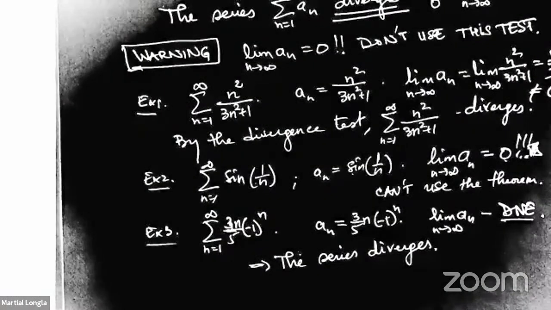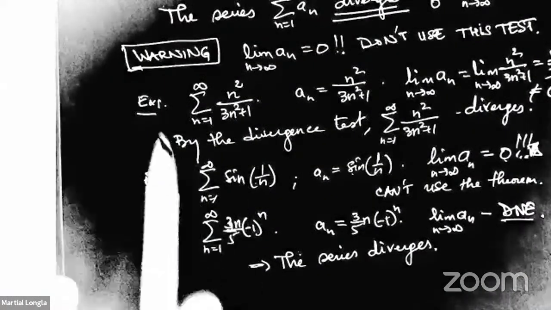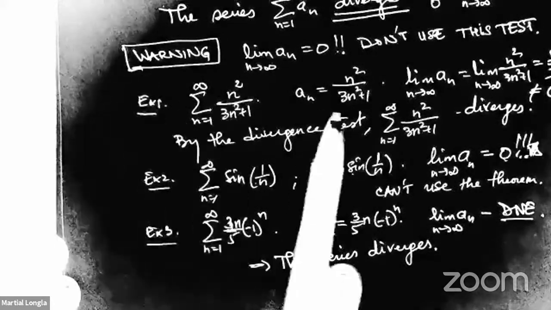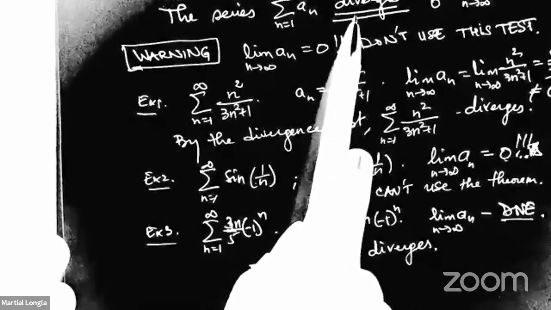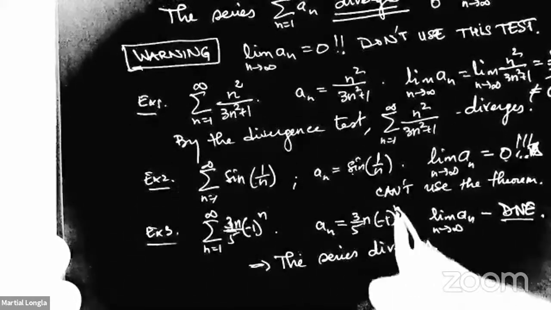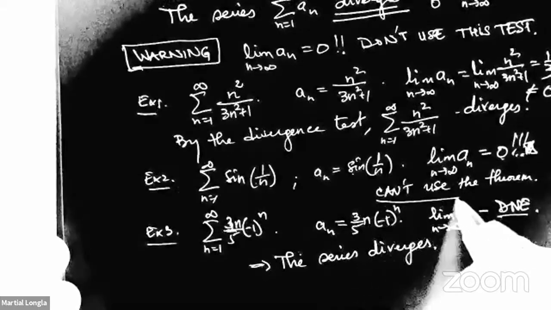Yes, sir. So the series will only converge if the limit is infinity or 0? We decide divergence only. That's the warning here. So we only decide that it diverges. So if the limit is 0, that's right here. Yeah, but if it doesn't diverge, then it converges, right?